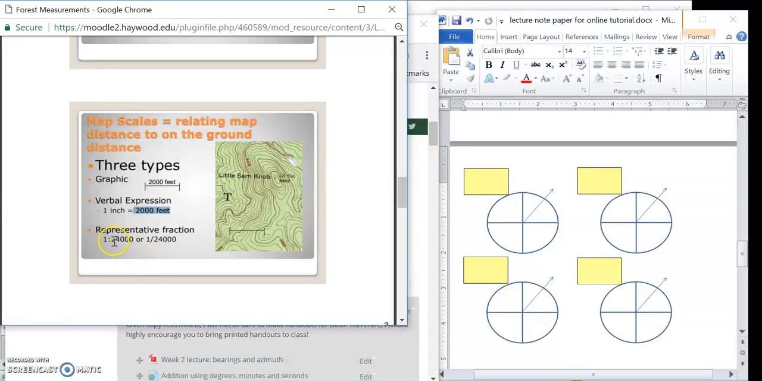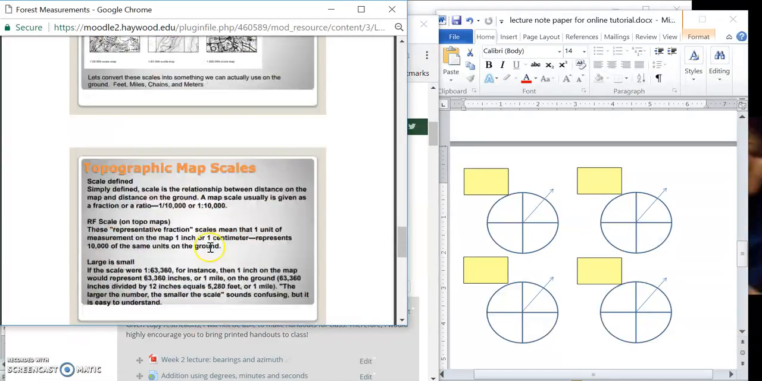So a 1 to 24,000 scale map, which is the scale that we will be using when we're using the topographic maps in class, is exactly the same as this scale. They're equivalent. I just wanted to point that out to you. That's very important. It could pop up on a quiz on Tuesday.